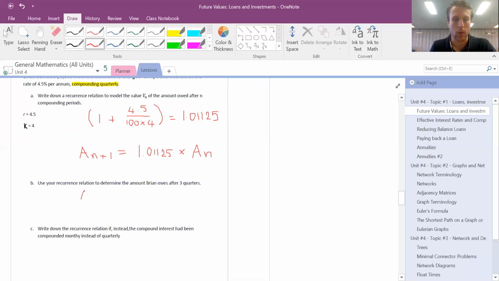So we're going to say, okay, well, we know A0 is 5,000. So A1 is going to be 1.01125 times the $5,000 that Brian borrows, which is going to give us $5,056.25.